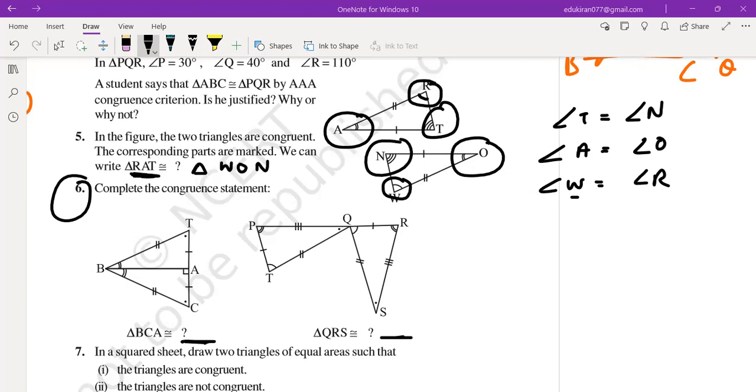Done, Abdullah? Yes. Okay. So who will tell me the sixth one? Triangle BCA is congruent to? BTA. Yes, BTA. Clear? Okay. Next. TPQ. Yes, TPQ. Good. Very good.